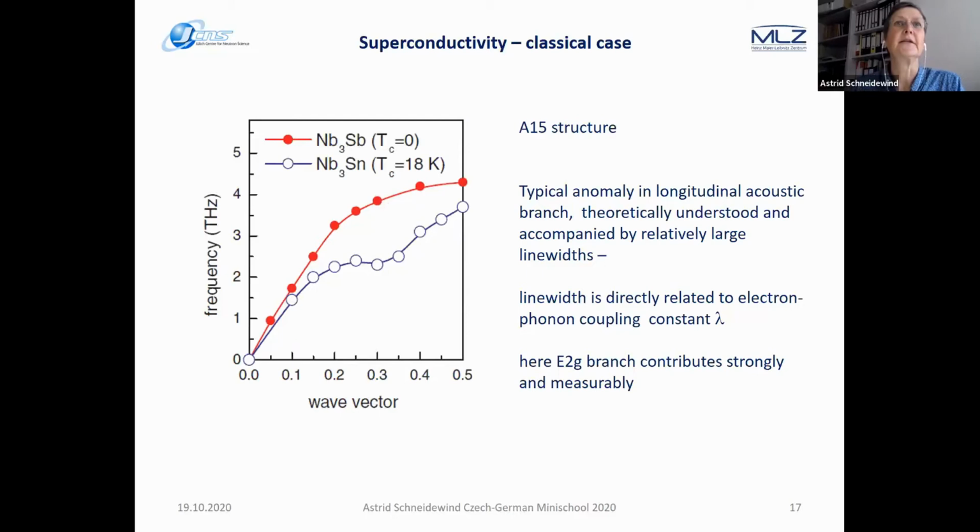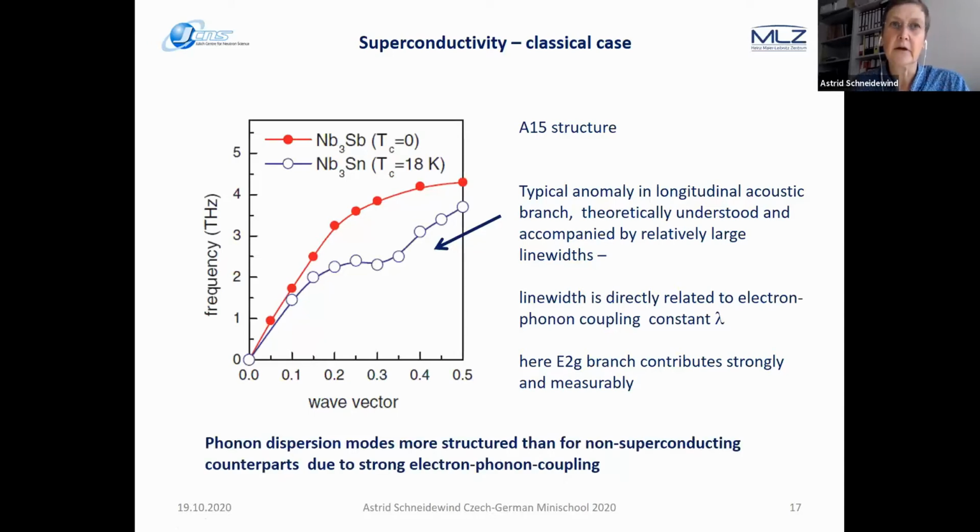Coming back to superconductivity, it's well known that there is a coupling between the phonons and the electrons, which are responsible for the superconductivity. So this softening here is accompanied by a change in the line width of the phonon, the full width at half maximum. And BCS theory well describes the increase of this line width as related to the electron-phonon coupling constant lambda. So there is a dedicated branch of the neutrons responsible, or which contributes, to this superconductivity.